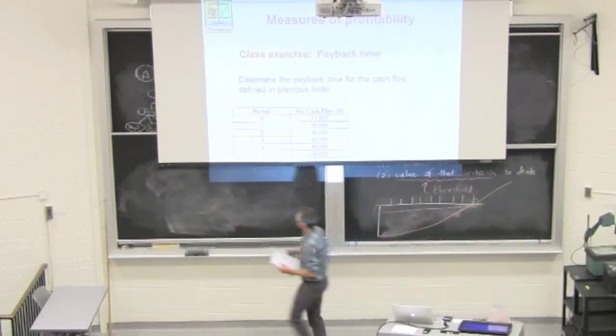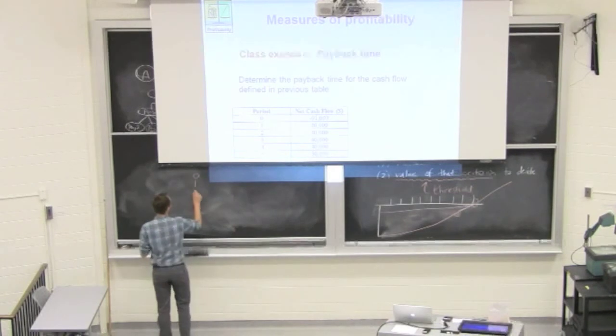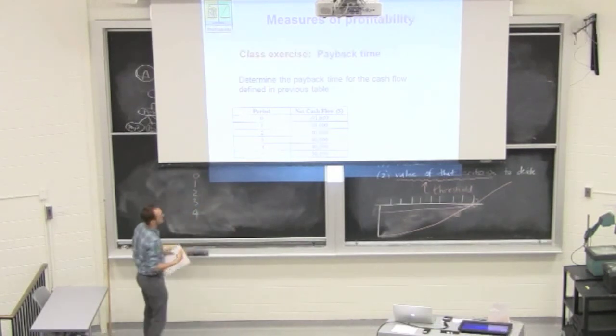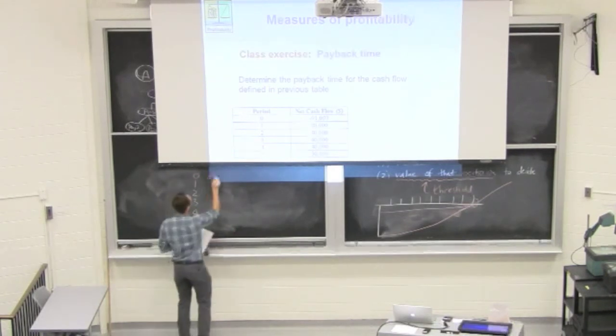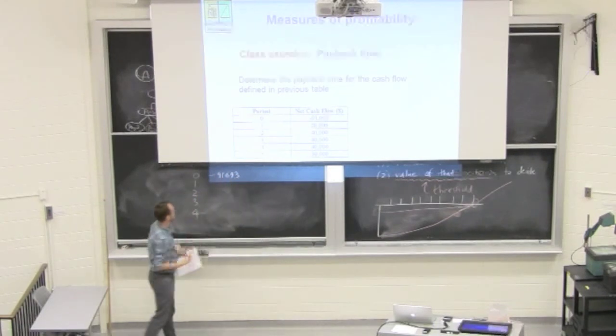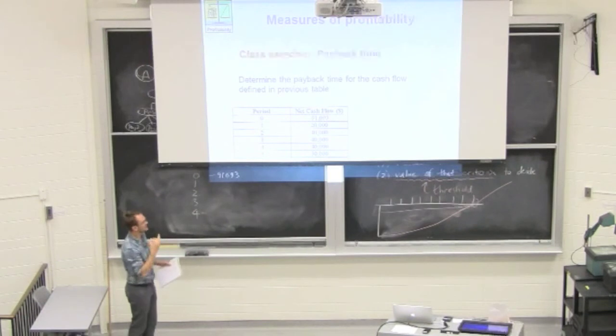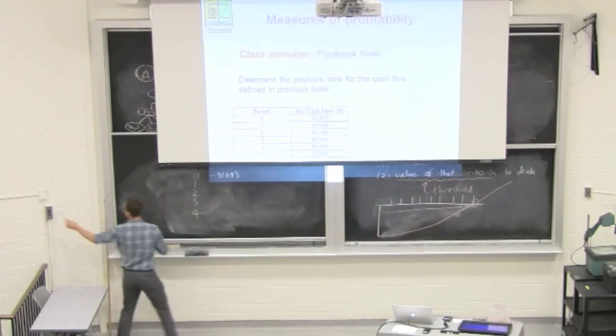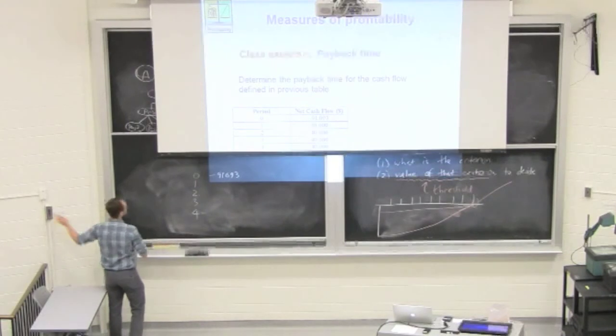Okay, so it's straightforward. We've got 0, 1, 2, 3, 4, 5. The first year you've got a negative 91,000. Then you've got the 20,000. What I'm going to plot here, and you can add this as an extra column onto your slide, let's call this column cumulative cash flow.